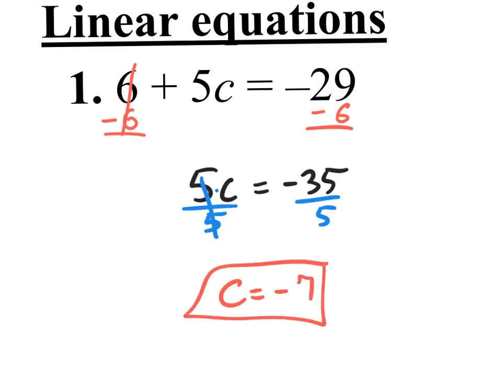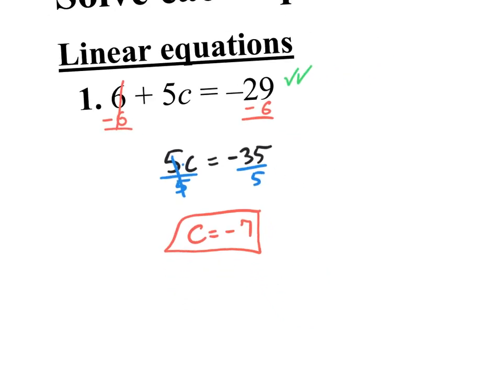C equals negative 7. And of course, if you wanted to, you could take that negative 7 and plug it in. And 5 times negative 7 is negative 35. And if you add 6, that would give you a negative 29. So that is a way to double check it. Of course, I did that in my head, but I hope you guys could do it on paper so you could double check, or with the calculator. Let's move on. Number 2.